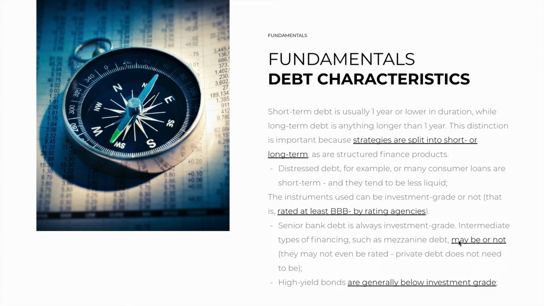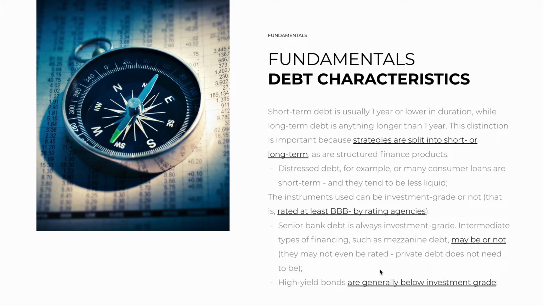They may include different types of instruments. And private debt, such as mezzanine debt, may not even be rated in the first place. Private debt does not need to be rated. It's usually rated in order to make life easier for the other party because they know what's in the package, but it doesn't need to be rated.